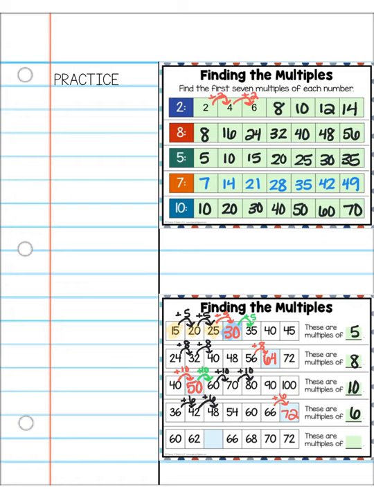I also want you to try that last one on your own. I know that to get from 60 to 62, I have to add 2. From 66 to 68, I also add 2. From 68 to 70, I also add 2. So these are multiples of 2. To find the missing multiple, I'm going to add 2 to 62, which is 64. So my missing multiple is 64.